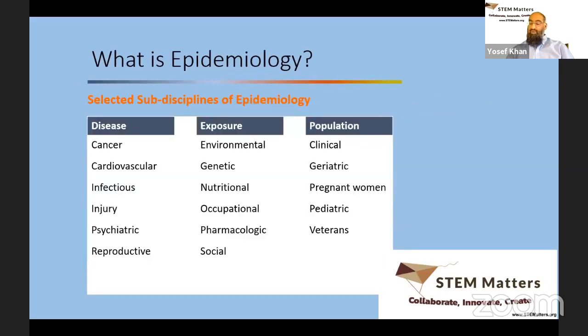Within epidemiology, there are many subdisciplines. You can have cancer epidemiologists, cardiovascular epidemiologists, infectious disease epidemiologists, genetic epidemiologists, social epidemiologists, pediatric epidemiologists, and the list goes on and on and on.